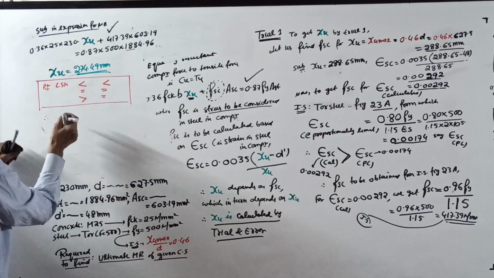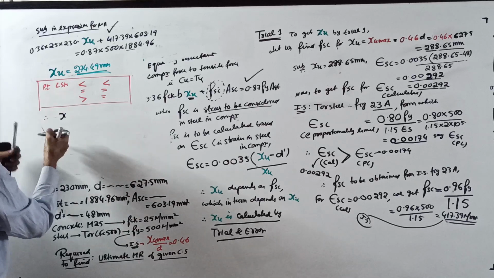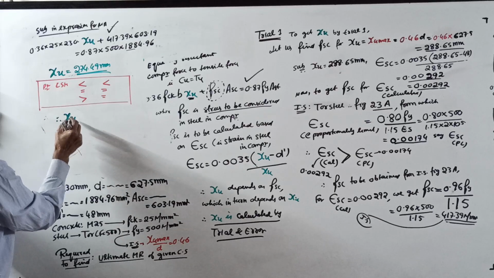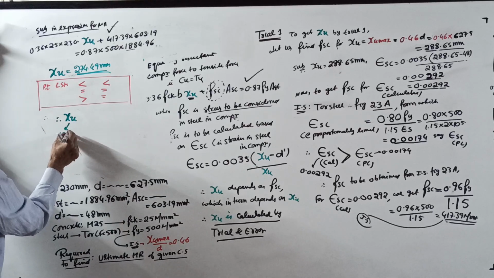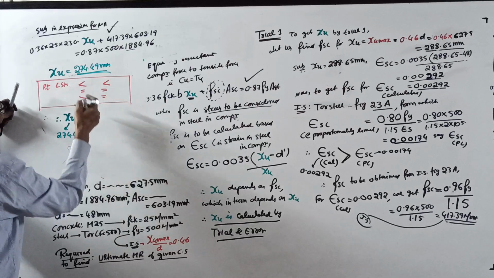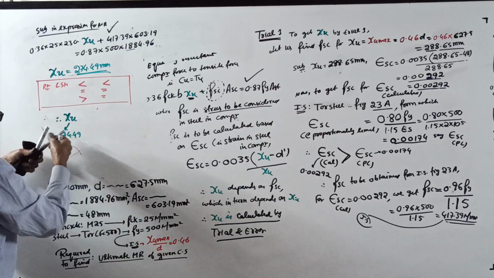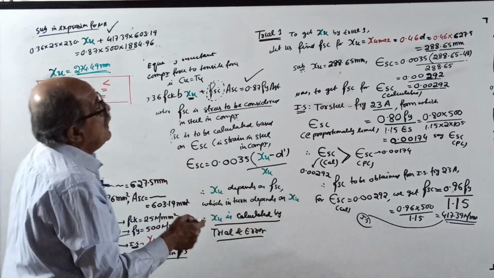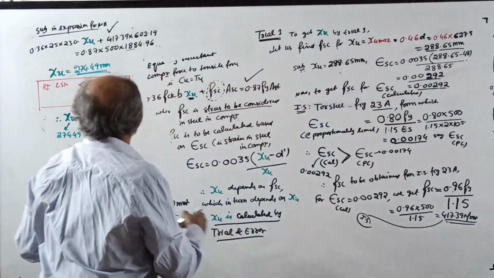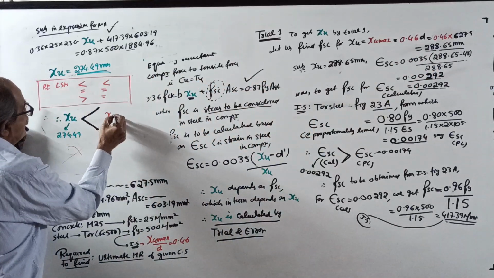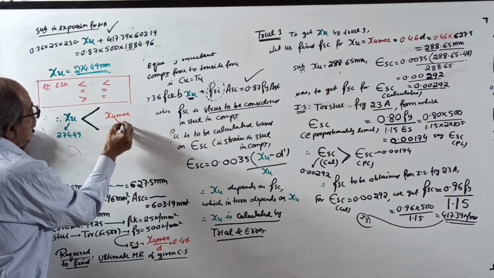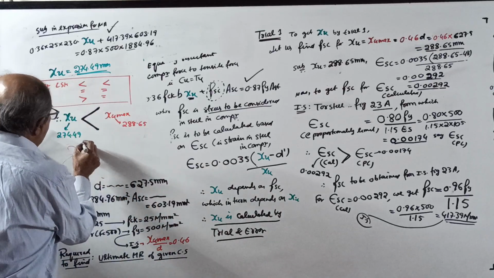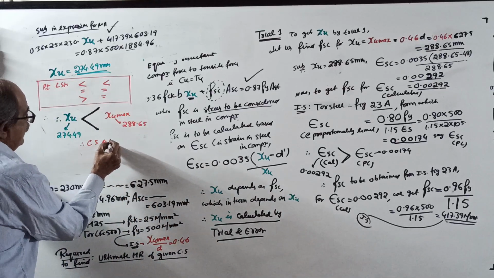Therefore, compare your Xu. This is actually a personal note. Now the real note, real calculation. Therefore, Xu, which you got, 274.49 millimeter, is less than Xu max. Last time it came more; Xu max we got 288.65. So Xu is less than Xu max of 288.65. Yes, correct. Therefore, the cross section is under reinforced.